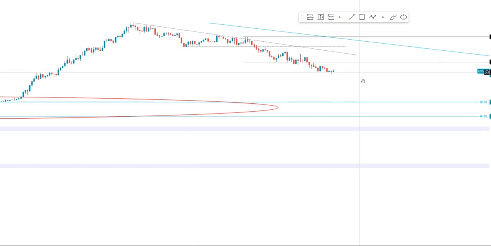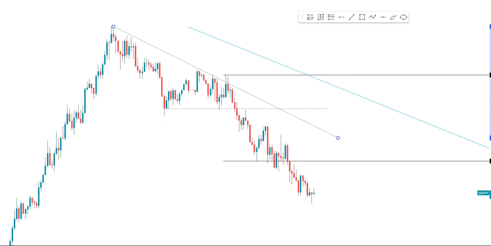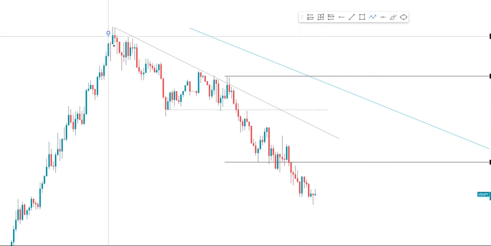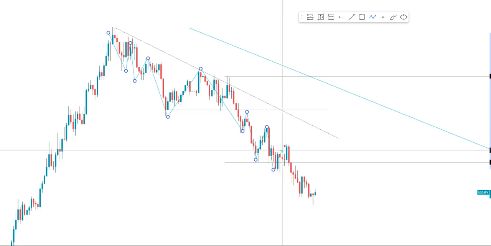For me today, I didn't find any entry. As you can see, the price is heading down. This is, in the lower time frame, of course, a very huge, long correction. Break, retest, break, retest, break was a little bit not good. I didn't like the structure. That's why I didn't take any trade.